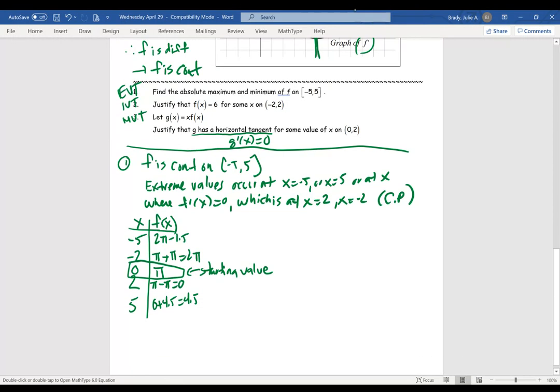So now let's look at our values. Which one's the biggest? This is the biggest. So the maximum value is 2 pi. And the minimum value is 0, since the other values are less than 2 pi but positive.